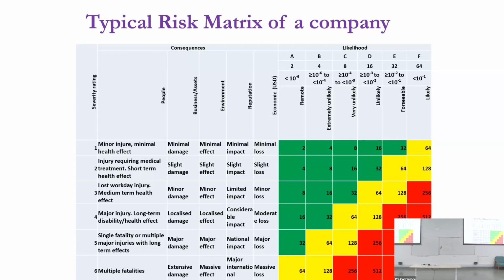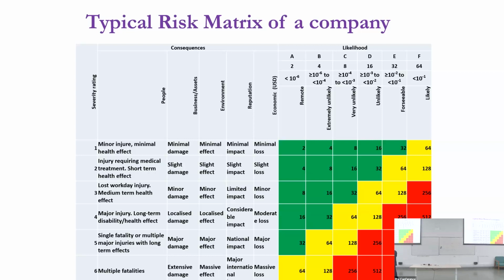There could be a small one, requiring medical treatment, short-term health effect, lost working day injury, medium-term health effect, major injury, like that single fatality, multiple fatality. These are the various things that can cause harm to people. Like that, it talks about asset loss, minimum damage, slight damage. It can be in terms of 10 lakh, 20 lakh, 50 lakh, 100 lakh, 1 crore, 10 crores. So these are the various ways.